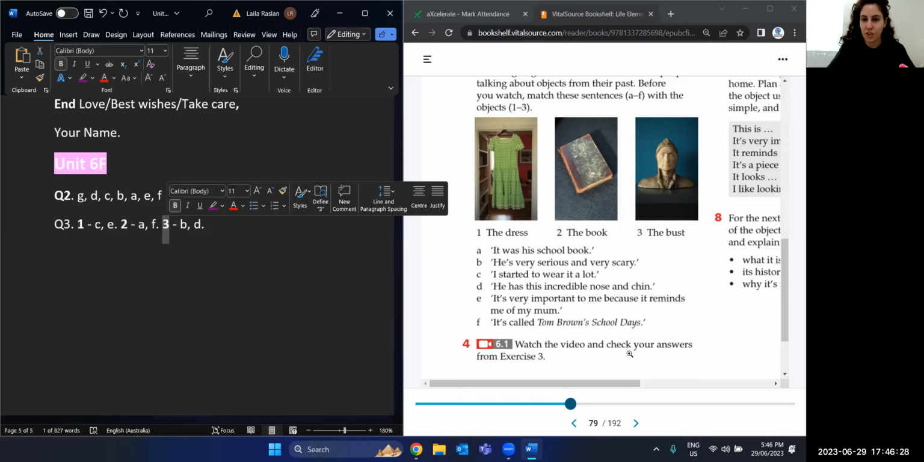So 3 objects. Okay, now let's watch the video and hear people speaking about these 3 objects: the dress, the book, and the bust.